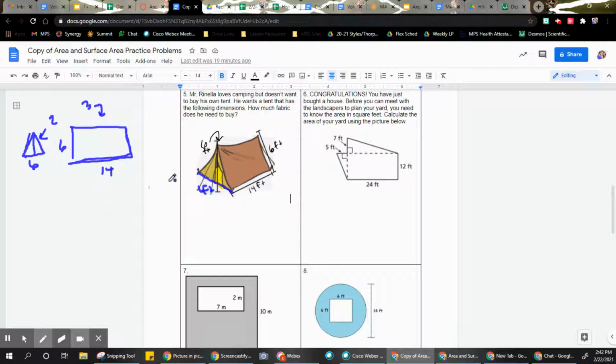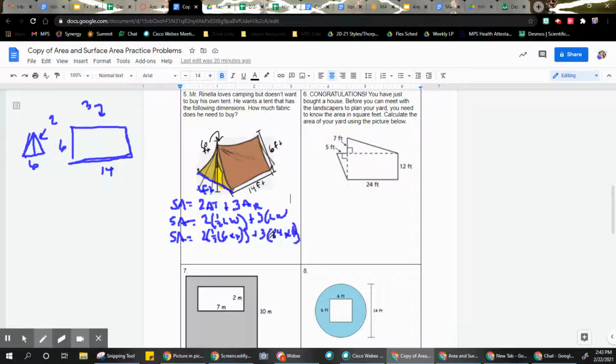So that means that to calculate the tent, I need to find the surface area or the amount of fabric we're going to need for the 2 triangles' areas and the 3 rectangles' areas. Okay. And so that gives me then surface area is equal to 2 times 1/2 length times width plus 3 times length times width. And now I'm going to plug it in. So that surface area equals 2 times 1/2 6 times 6 plus 3 times 14 times 6.